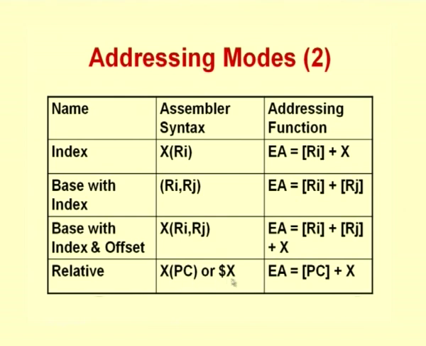Now, this PC value may or may not be specified explicitly in the instruction. If it is implicit, you may have a format like this which just specifies $x, which indicates that this is a relative addressing mode, and this value x will have to be added with the PC in order to arrive at the effective address. So, these are the index based addressing modes.